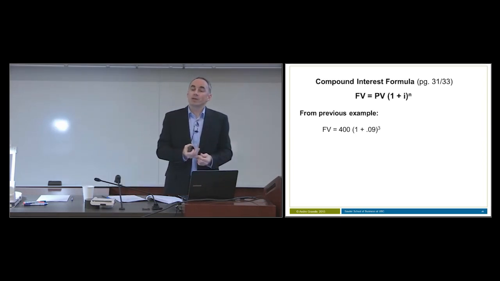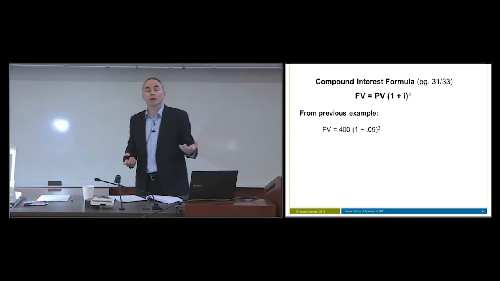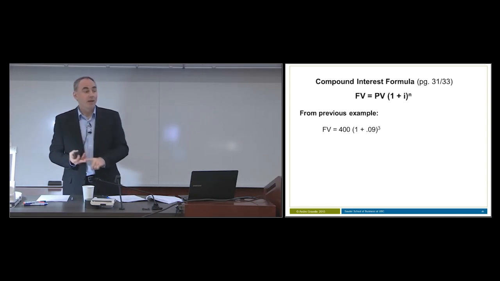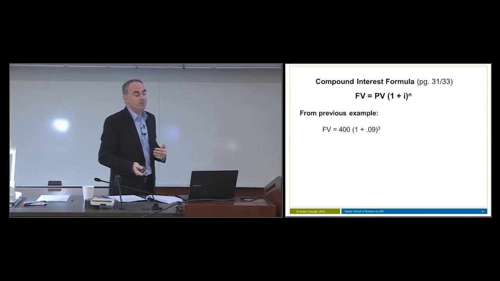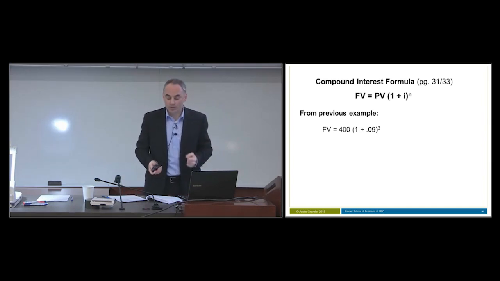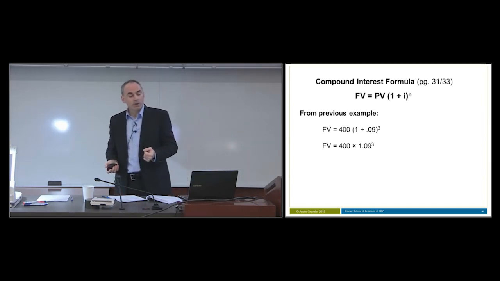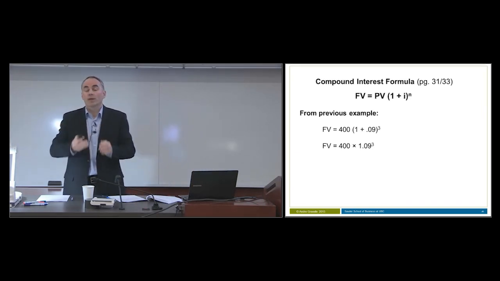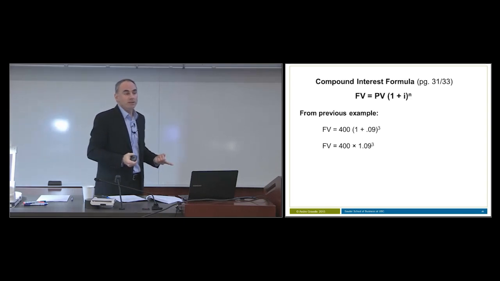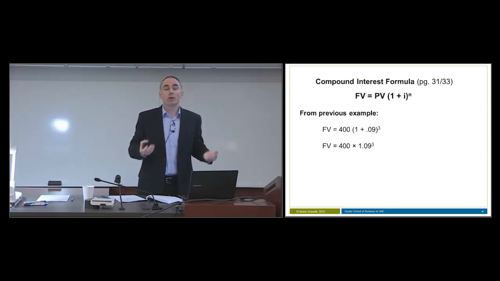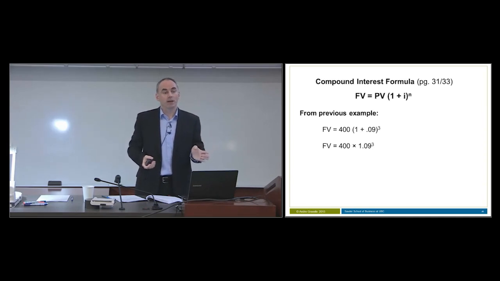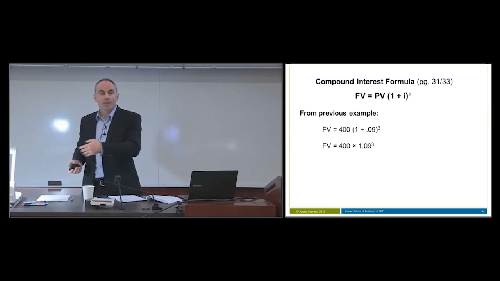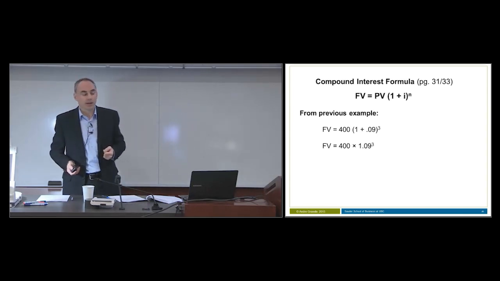To solve this equation, we have to think about those calculation rules we looked at earlier. We know we have to deal with the brackets first, then the exponent, then the multiplication. So we'll go through those steps. Inside the brackets is 1 plus 0.09, which is 1.09, and it's still raised to the power of 3. The second step is to deal with the exponent, so that's 1.09 raised to the power of 3. Again, you could enter 1.09 times 1.09 times 1.09, but let's use the y to the x key to get practice at doing that.